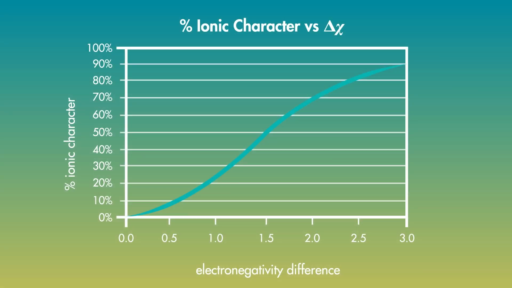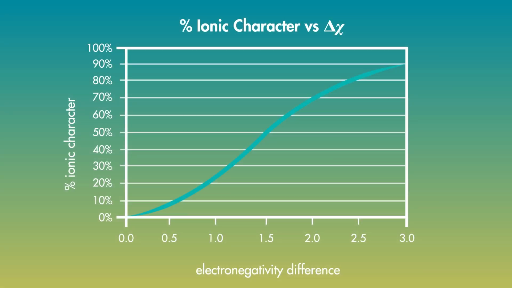The farther apart on the periodic table two elements are, the greater their electronegativity difference will be. The greater the electronegativity difference, the more unequally they will share the electrons in a bond, and the larger the partial charges will become. This difference in electronegativity actually leads to a continuum of bond polarities, which you can see on this graph and in this table.